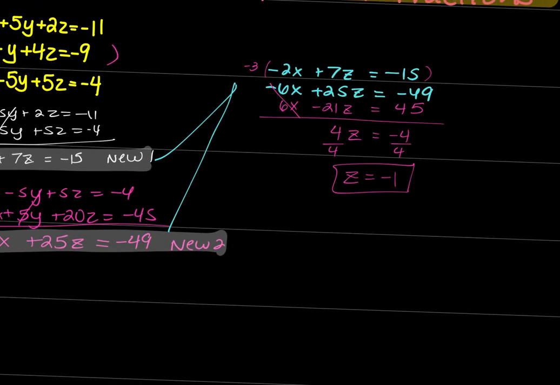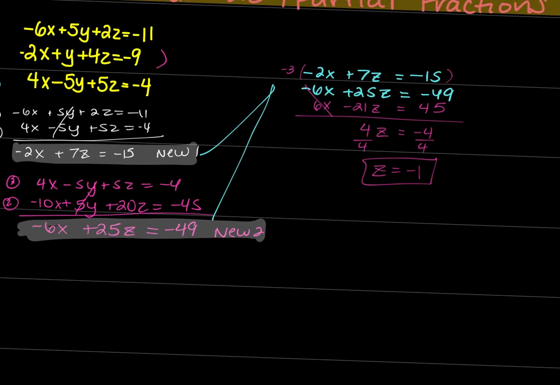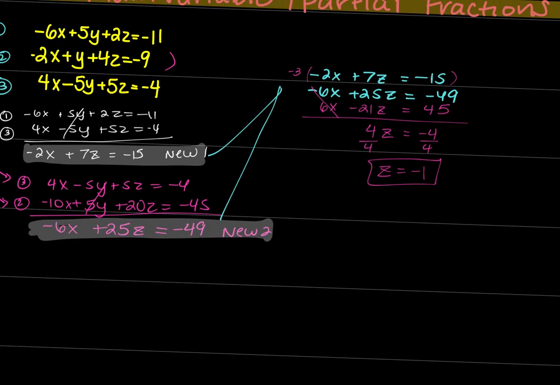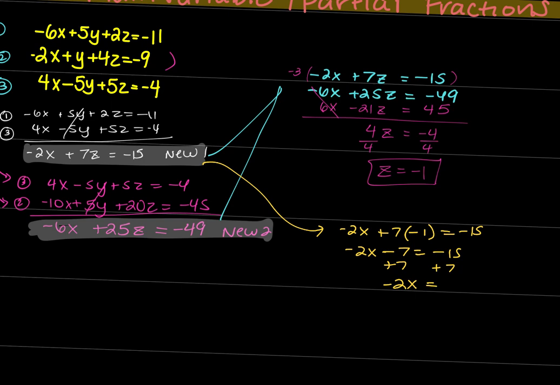I take that and I have to plug it back in where? One of the new ones. Doesn't matter which one, but you definitely have to do one of the new ones. So this one might be a little bit easier. Negative 2x plus 7 times negative 1 equals negative 15. Add the 7. Divide by negative 2. X is 4.